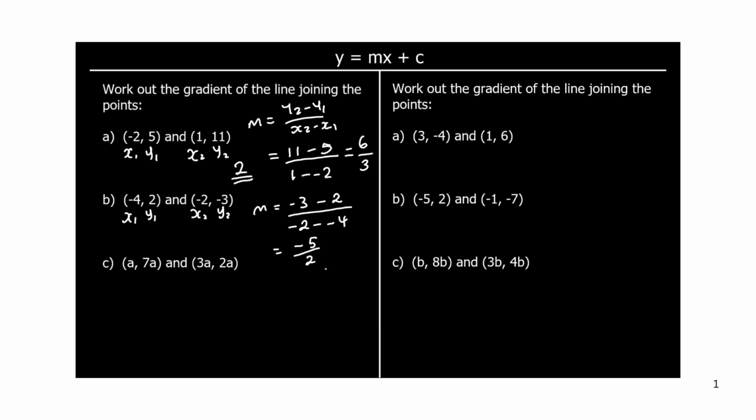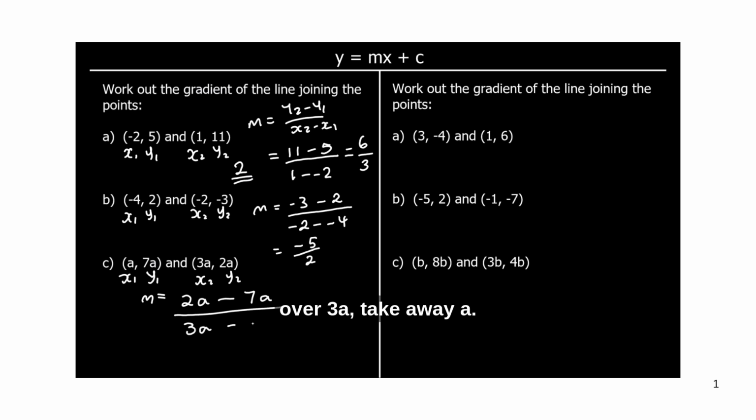And part C, we've got x1, y1, x2, y2. So we've got 2a take away 7a over 3a take away a. So we've got negative 5a over 2a. The a's can cancel out. Divide top and bottom by a. And we've just got negative 5 over 2.